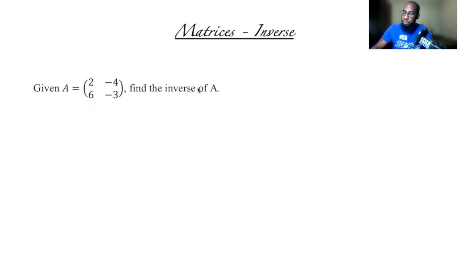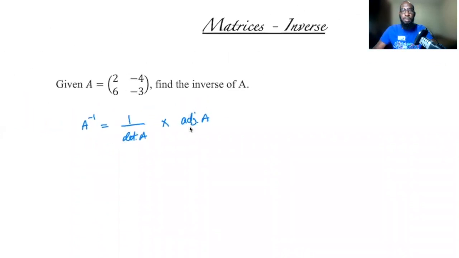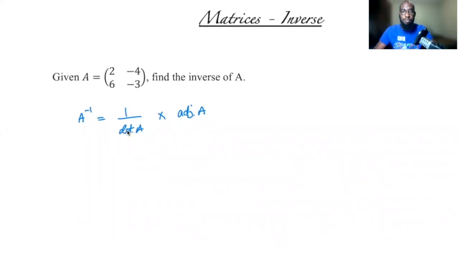So the first thing I'll do, A inverse is equal to 1 over the determinant of A multiplied by the adjoint of A, right? So DET A, that's short for determinant of A, and ADJ, that's short for adjoint of A. So 1 over the determinant of A multiplied by the adjoint of A, that is how you find A inverse. So that is like the formula.